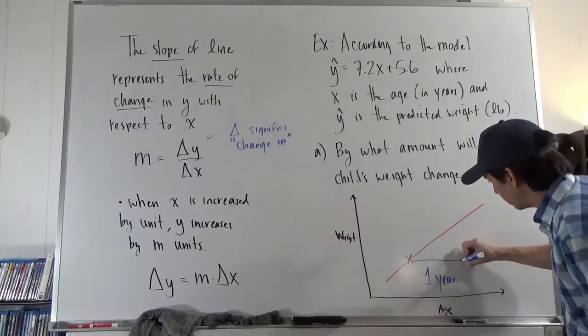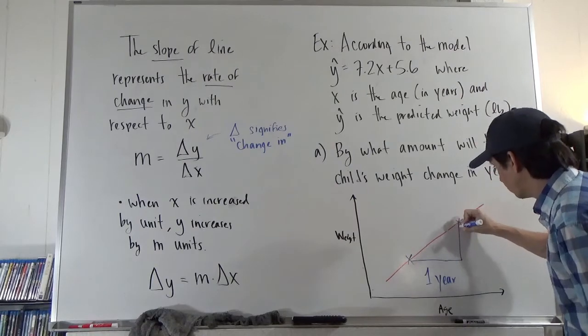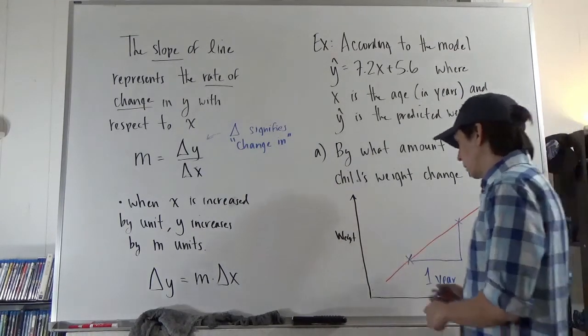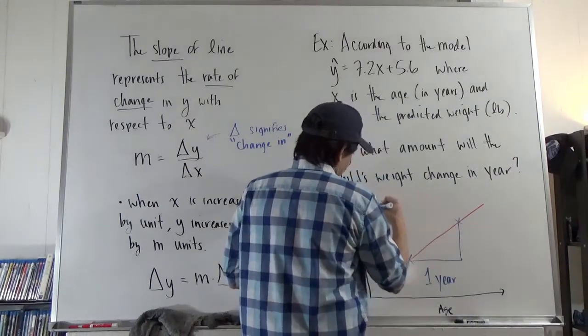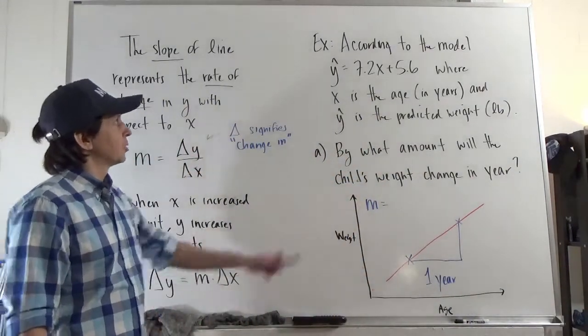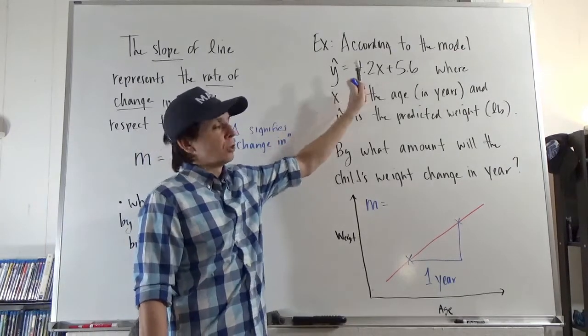So 1 year later, he's going to grow. His weight's going to increase by how much? Well, our slope, and I'm using m again, where's our slope? What's the slope of this line? 7.2.